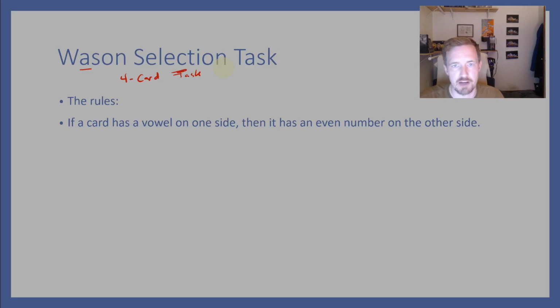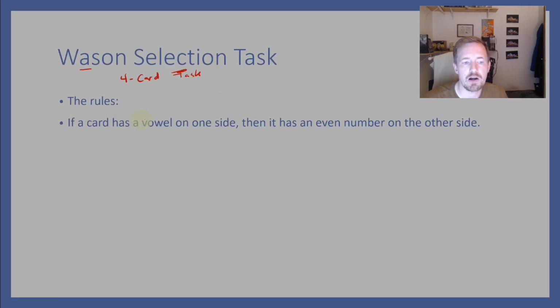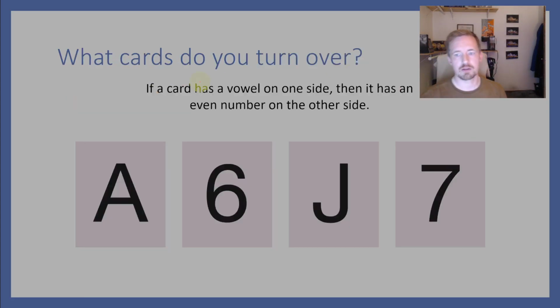And this is really kind of tough because it picks up on what we see here with logical reasoning. So if a card has a vowel on one side, then it has an even number on the other side. That is the hypothesis. This is the idea that you are testing. Cool. What cards do you need to turn over out of these 4 to demonstrate that this rule is in fact correct? And I realize I spelled turn the way that we pronounce it in South Georgia, to prove this rule.